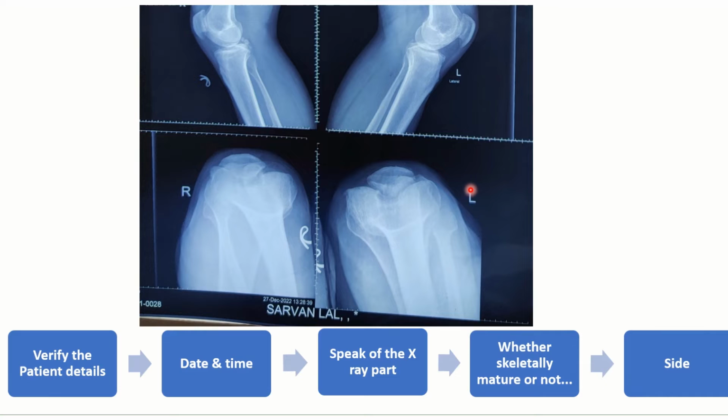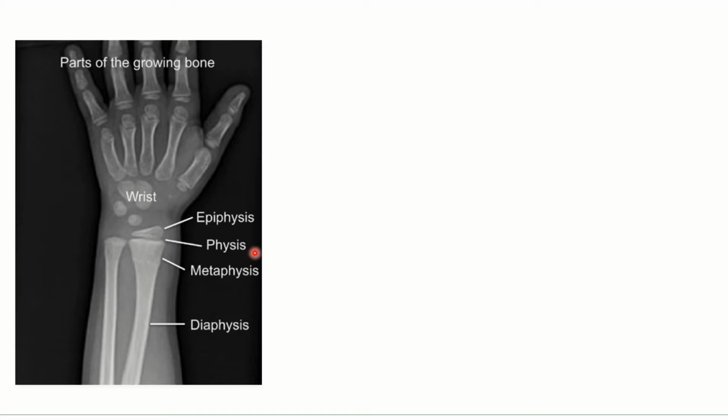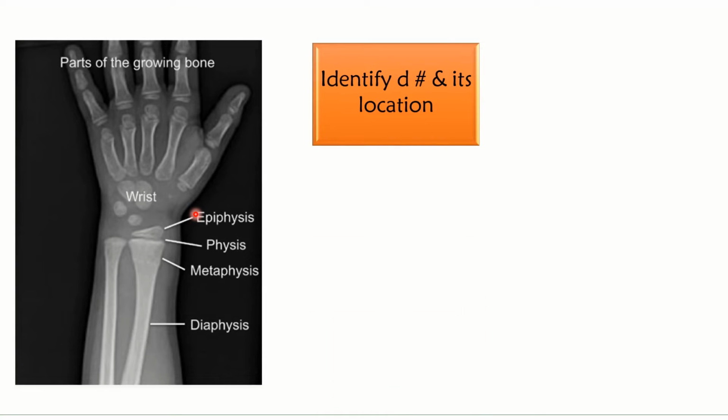Then the side. Usually the X-rays come with a marker, like here L stands for left and R stands for right. As I said, in children the physis would be open, so a lot of things change in the description of the X-ray, especially in the pediatric age group. So now the next thing that you are going to say, once you speak about the things that we discussed in the previous slide, is that we have to identify the fracture, and also we have to tell about its location.